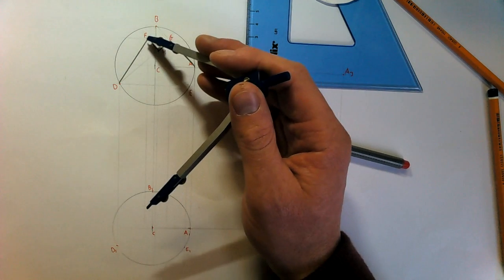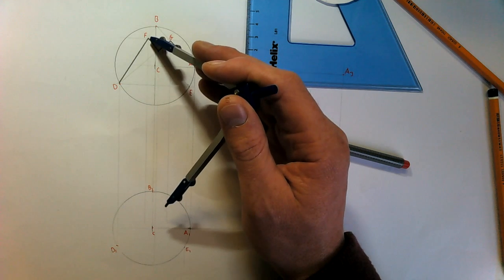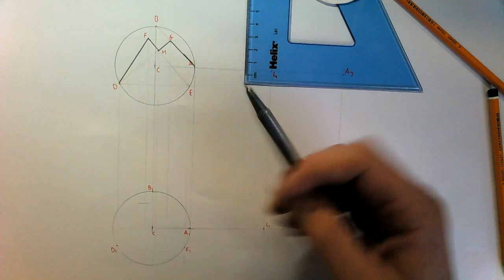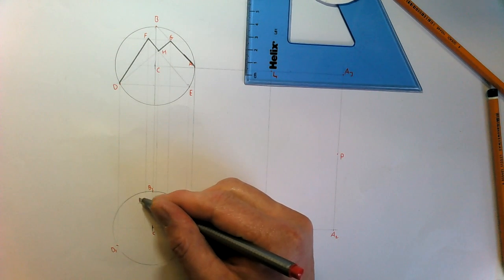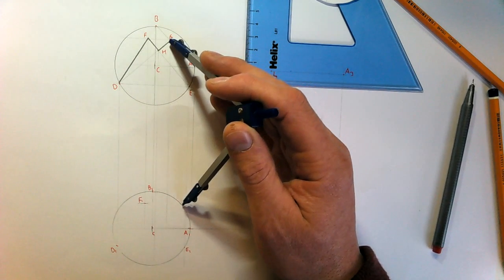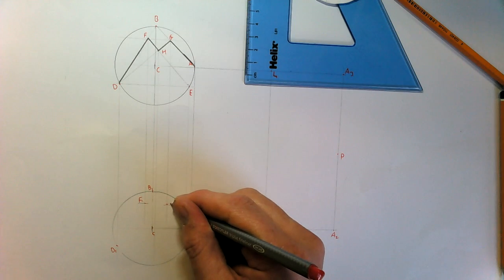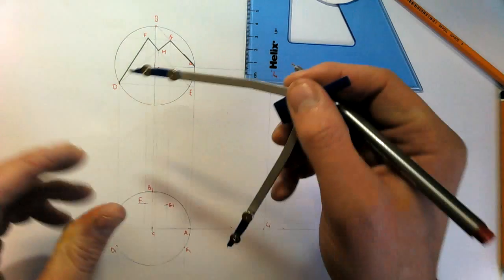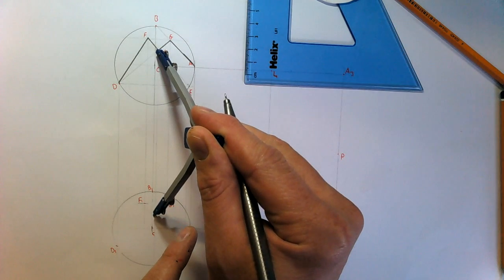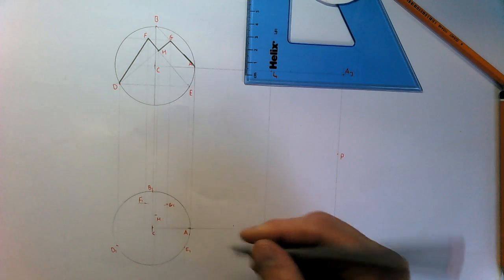Okay, so we've brought the F line down, which should be the same distance all the time. Onto F, intersect this. That gives F1, G, G1, and then H, H1.